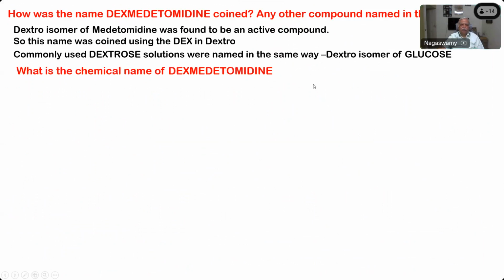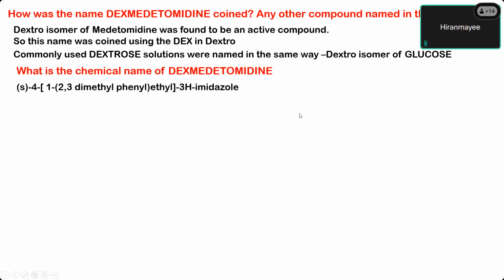What is the chemical name for dexmedetomidine? Very difficult, but you have to remember that for exam's sake, it is a 2,3-dimethyl phenyl ethyl 3H imidazole. Okay, so it is an imidazole compound. What other imidazole compound are we using in our anesthesia practice? Antibiotics, so metronidazole is an imidazole compound. Imidazole, anesthesia practice. Ketamine, sir.